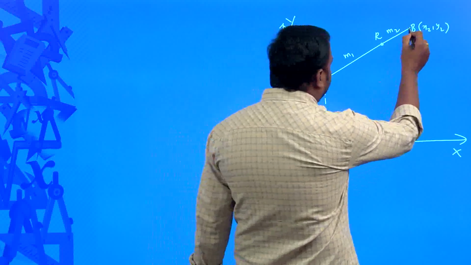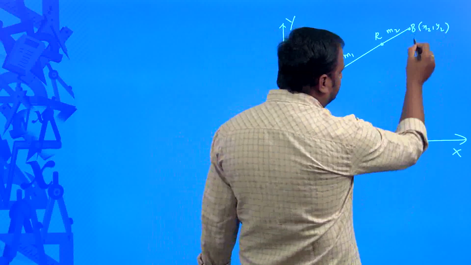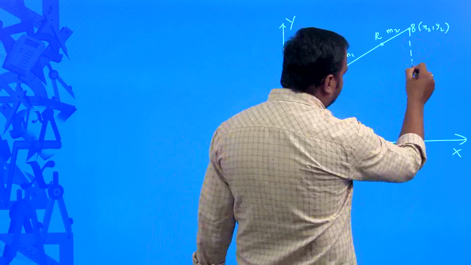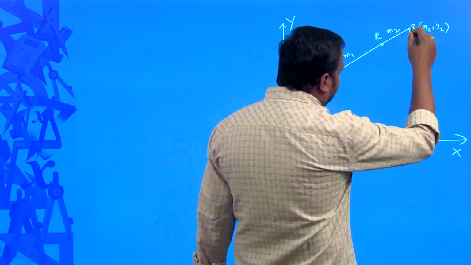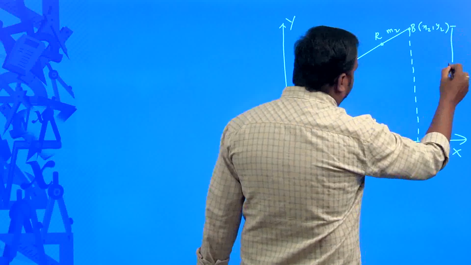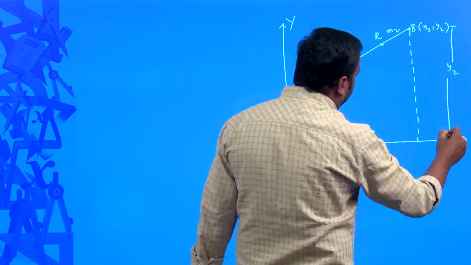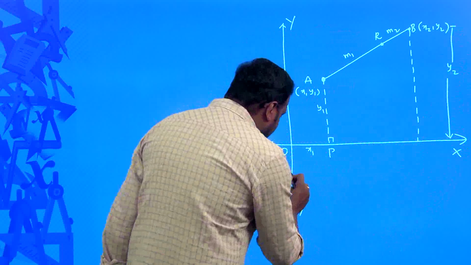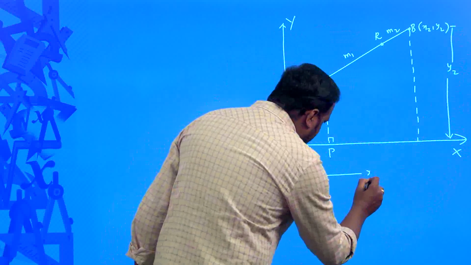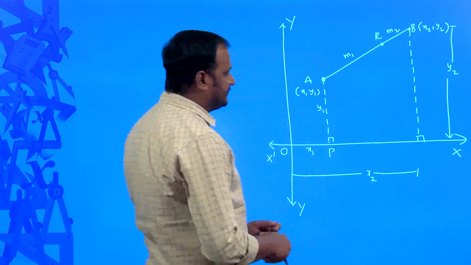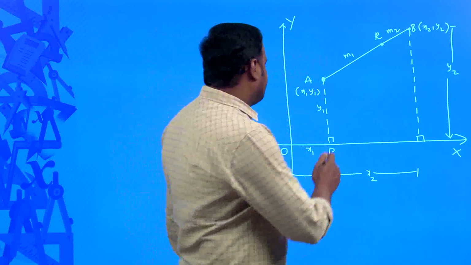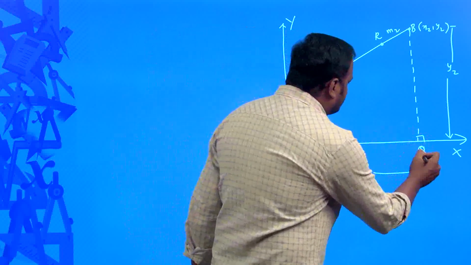Similarly, how do you know this point is x2 comma y2? Again you will have to drop a perpendicular from B onto the x axis, and then the perpendicular distance is going to be y2. So, this is y2, and what about the horizontal distance? Horizontal distance is going to be x2. So, that is why this point is x2 comma y2, right. Let this be P and this point be Q.